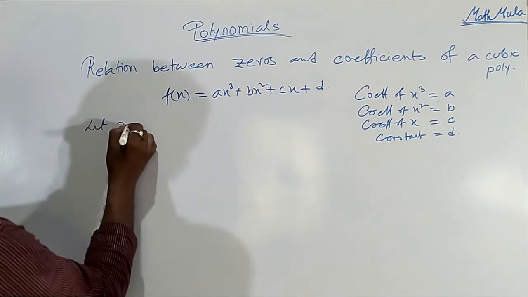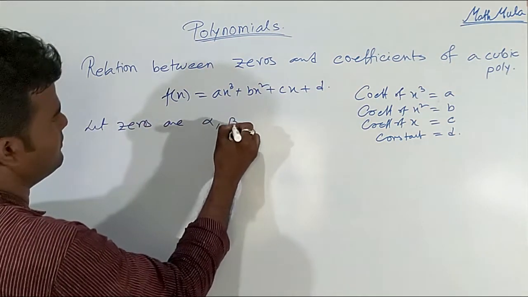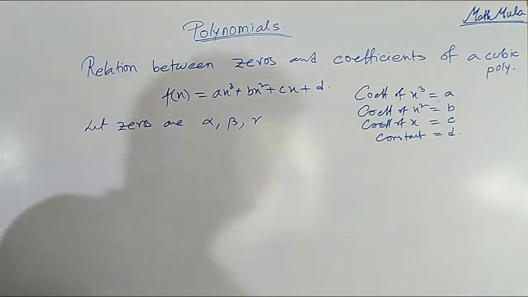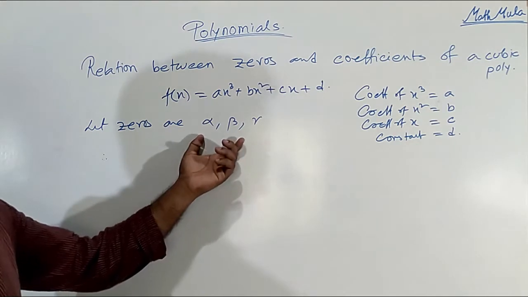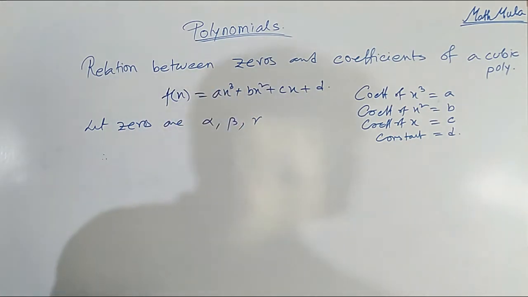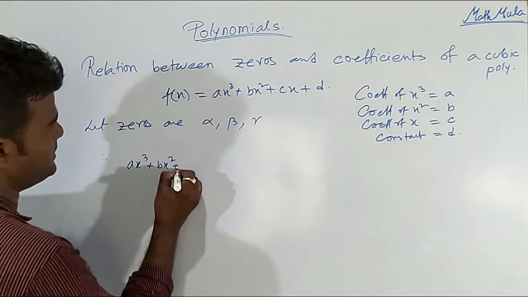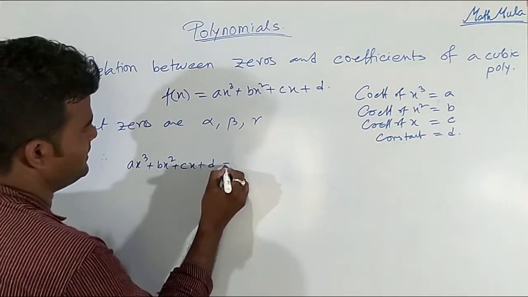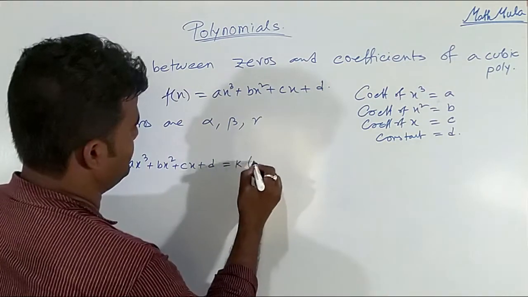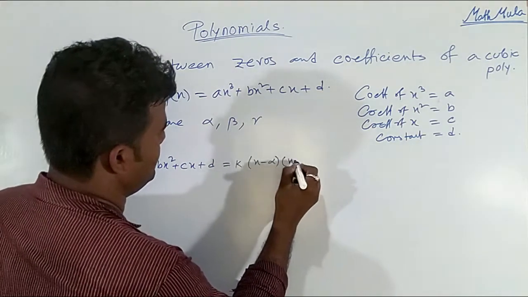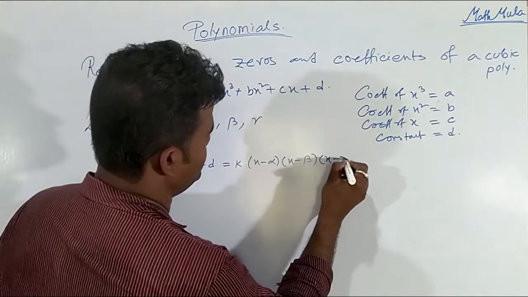Let the zeros be alpha, beta, gamma. Since this is a cubic polynomial, it has three zeros, alpha, beta, gamma. The product of factors of alpha, beta, gamma is equal to the given polynomial. So we can write ax cube plus bx square plus cx plus d is equal to k of x minus alpha, x minus beta, x minus gamma.